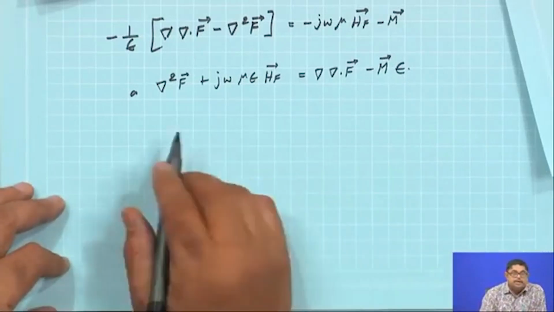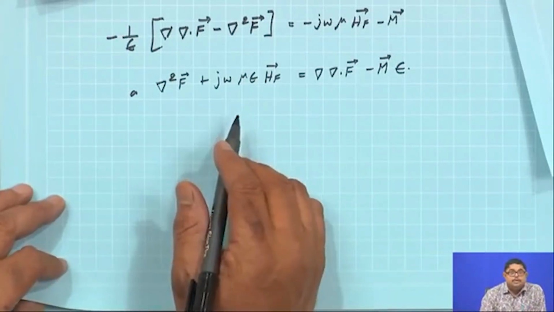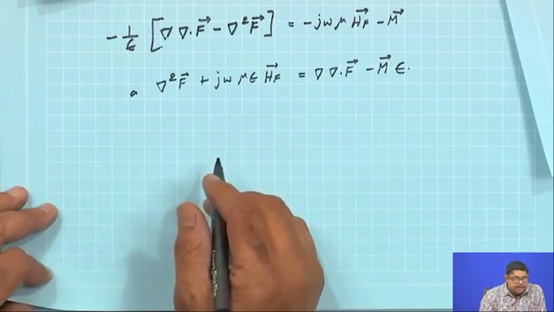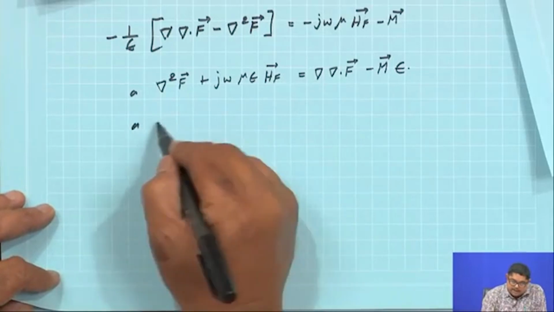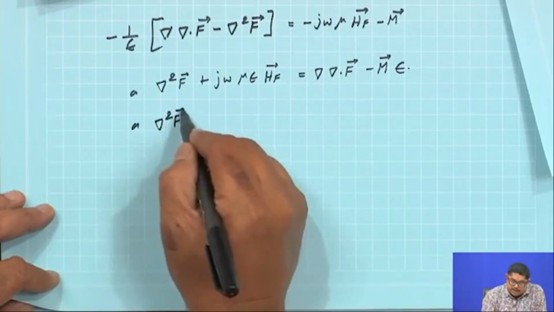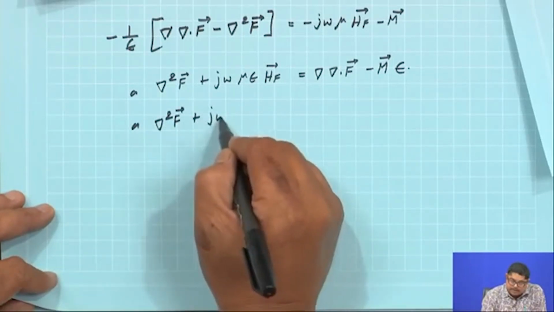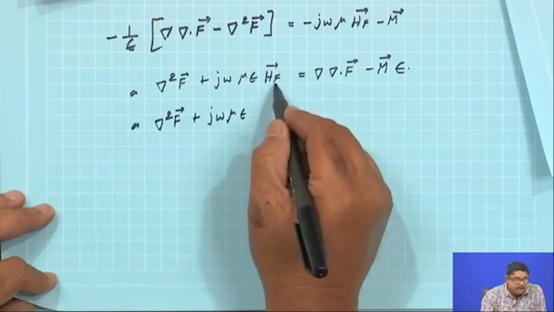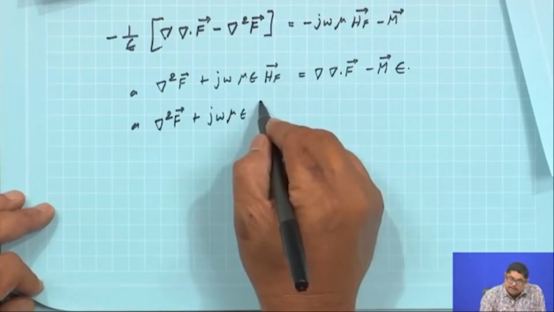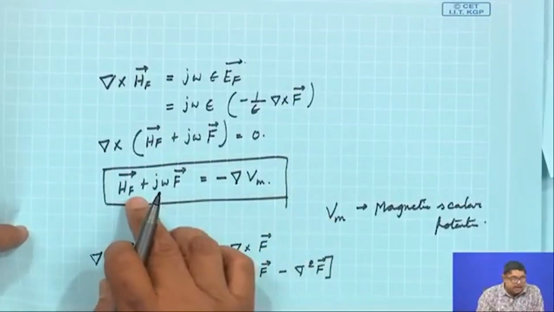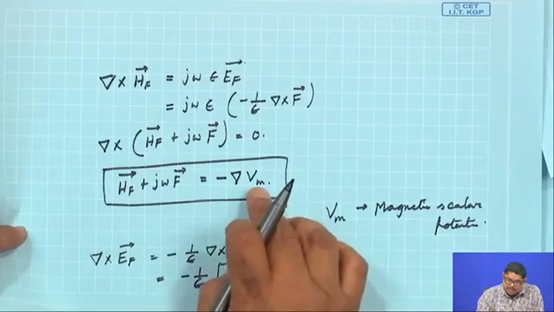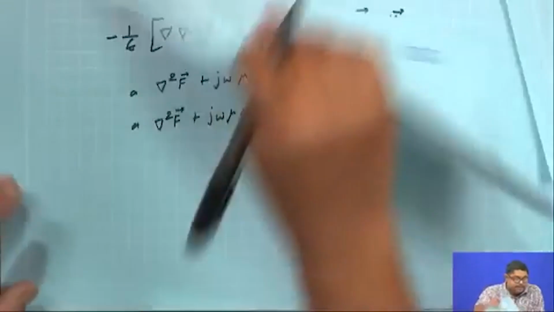So, putting now the defining equation of the magnetic scalar potential V m in place of H f, I can write del square F plus j omega mu epsilon. Here I am putting that definition of magnetic potential. So, from here I can write what is the value of H f.